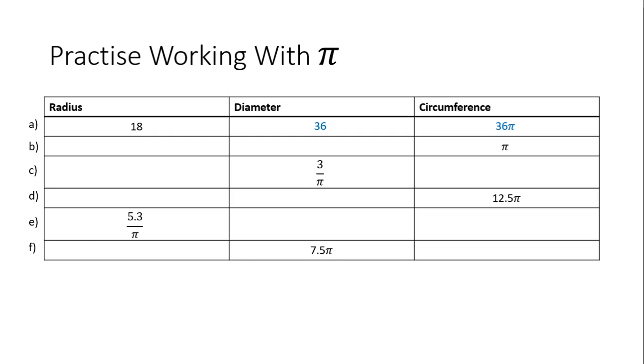If the circumference is pi, then the radius is going to be a half, because remember we do 2 times a half times pi to get the circumference. That's going to be 1 pi. And the diameter is just twice the radius, that's 1.